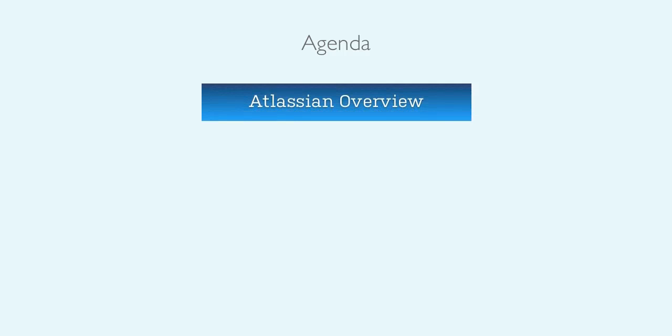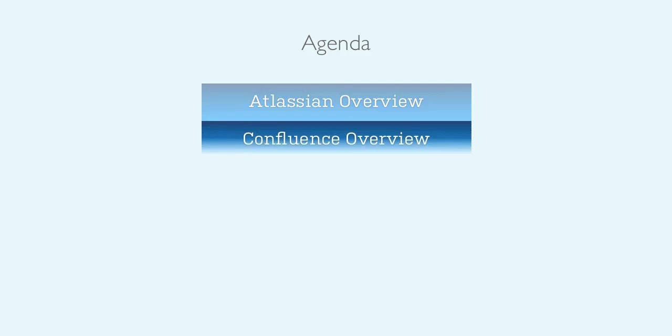Here's our agenda. To get started, I'll give you a brief overview of Atlassian and where Confluence fits into our product portfolio. Then I'll give you some background on what Confluence is, what it's used for, and who's using it today. Afterward, we'll dive straight into a product demonstration that's divided into 3 sections.